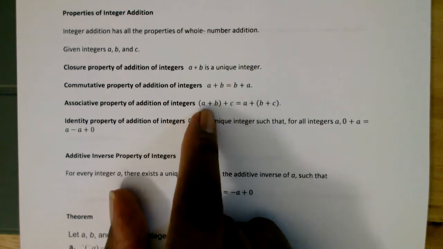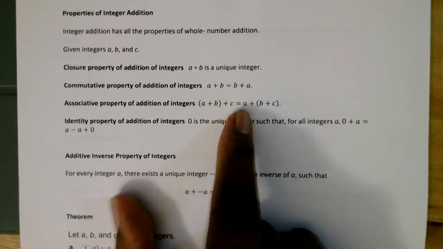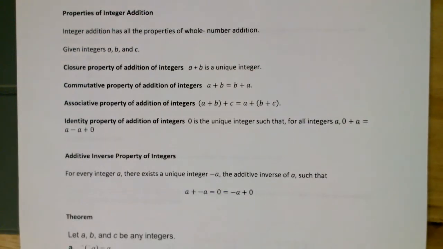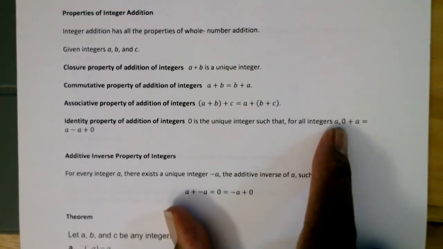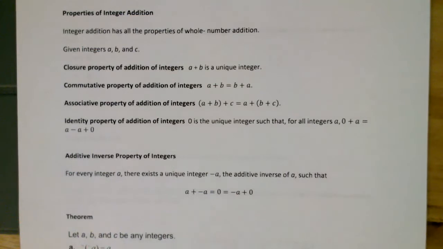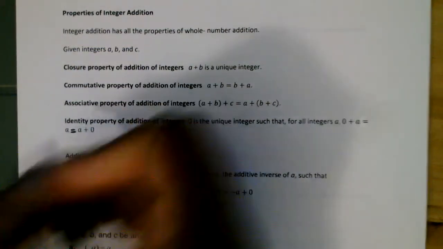I can add A and B together and then add C to it. It's going to be the same as if I added B and C together and then added A to it. And then your identity property is this. The unique integer is going to be 0, where for all integers A, 0 plus A would be A. And there should be an equal sign there. So it'd be A plus 0, which is also going to give you A.